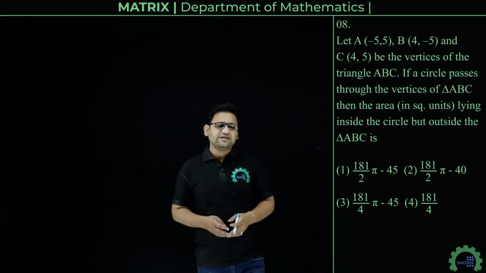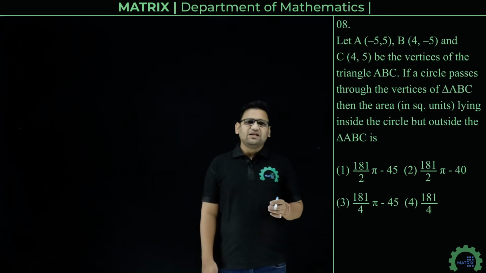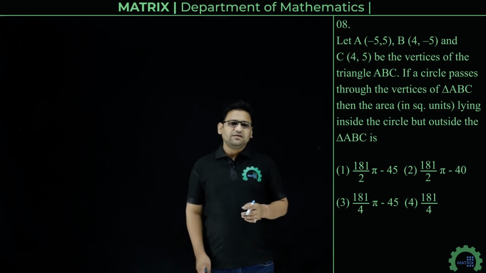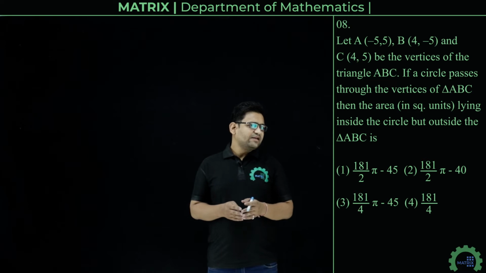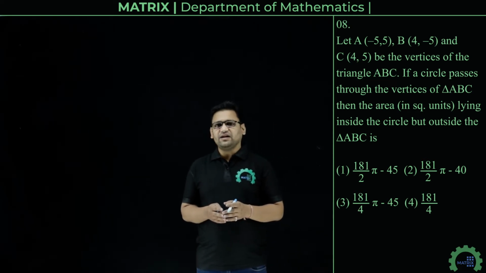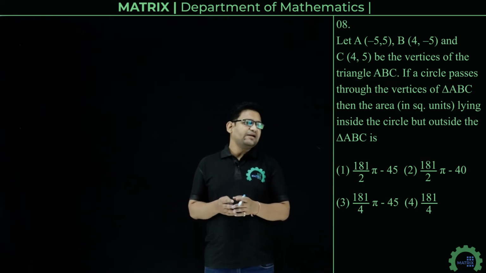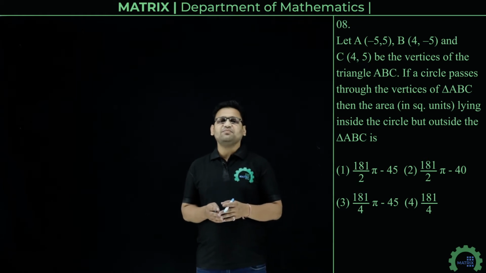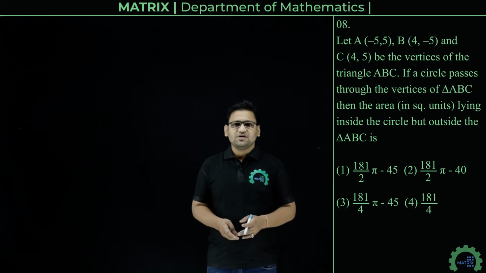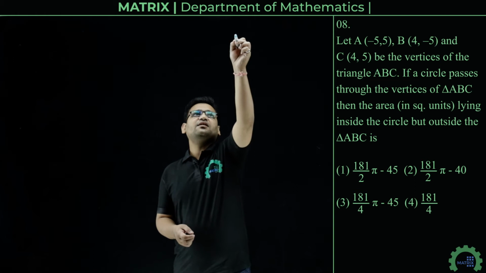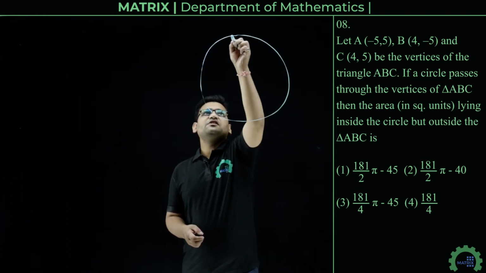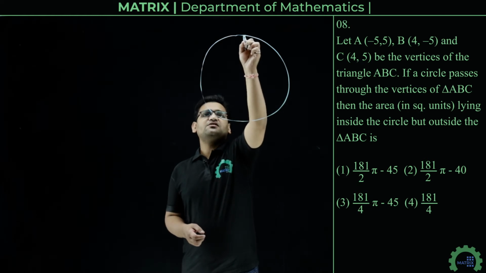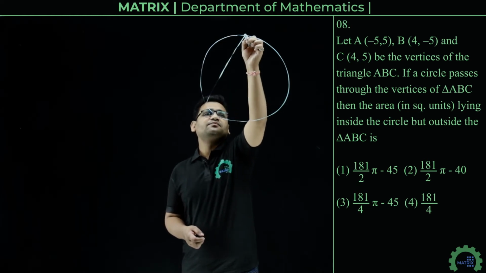Okay, so next question is, ABC be the vertices of a triangle ABC in which the coordinates of A, B and C are given, and a circle passes through the vertices of triangle ABC, and we need to find the area lying inside the circle but outside the triangle. So first of all we will draw a circle which passes through the vertices of a triangle ABC.